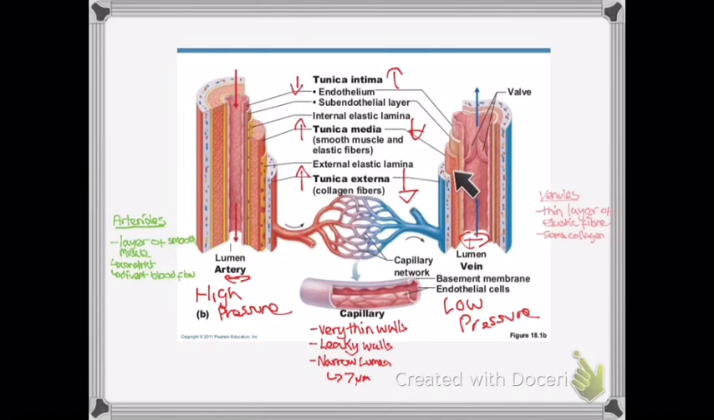We need to be able to get the blood back to the heart without pressure. So elastic recoil, like contraction of the veins, helps to generate pressure and push blood up. Then we've got valves here, which are not present in the arteries. We can now look at capillaries.